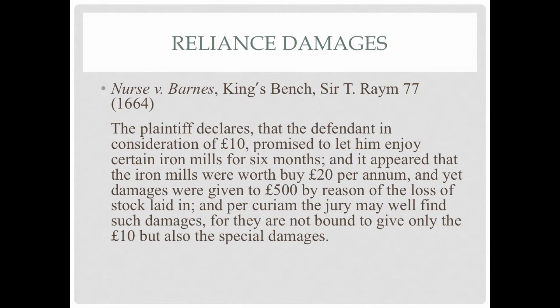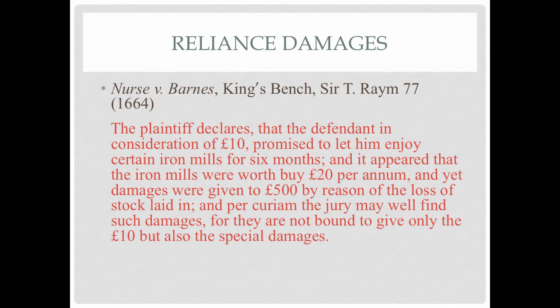Barnes. This is the opinion. The opinion is extremely short. It's just a note in a law reporter's notebook from 1664. And in the note, it provides that the plaintiff declares that the defendant, in consideration of £10, promised to let him enjoy certain iron mills for 6 months, and it appeared that the iron mills were worth but £20 per annum, and yet damages were given to £500 by reason of the loss of stock laid in. And per curiam, the jury may well find such damages, for they are not bound to give only the £10, but also the special damages.